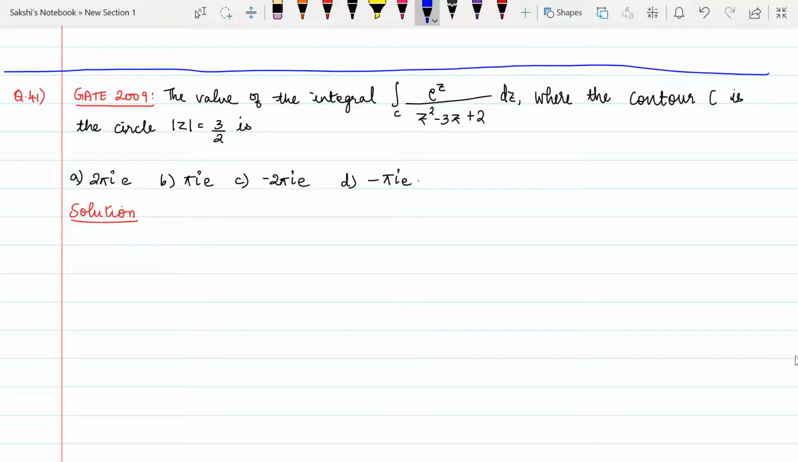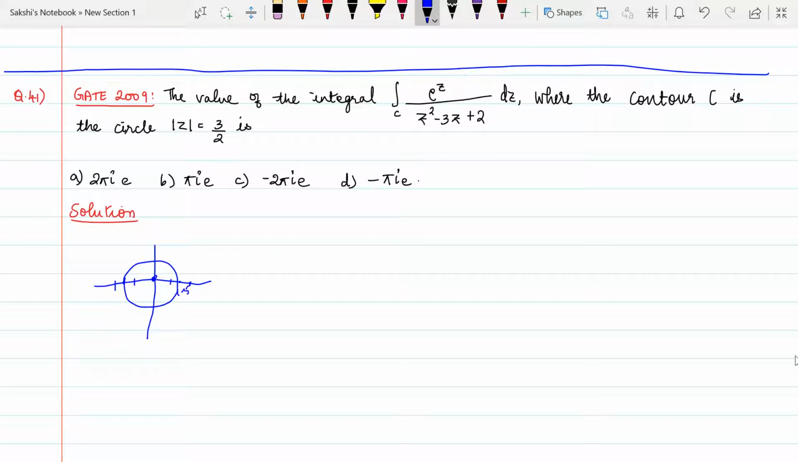Mod Z is equal to 3 by 2. So as I said, Z is equal to 3 by 2 here. 3 by 2 represents the radius and the center would be at the origin, with radius 1.5. 3 by 2 is nothing but 1.5. So I assume this to be 1. So this is my contour.